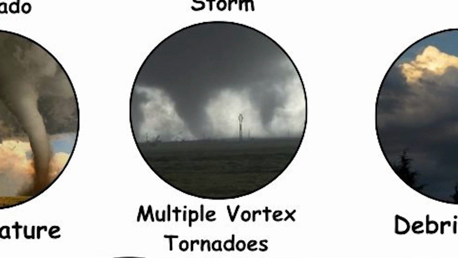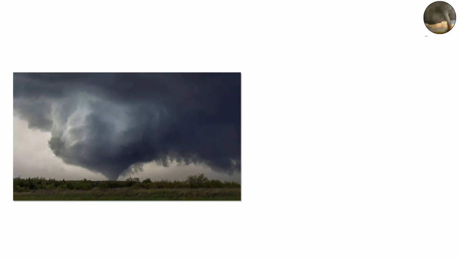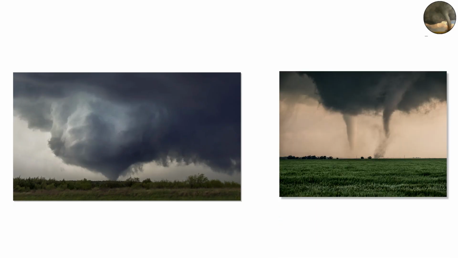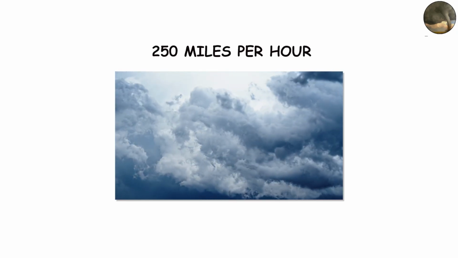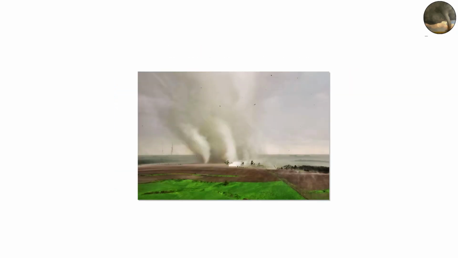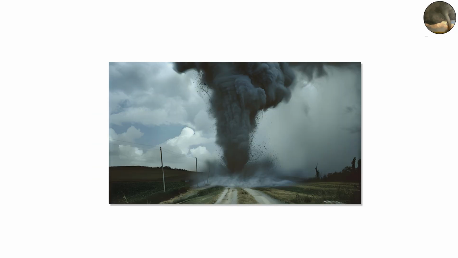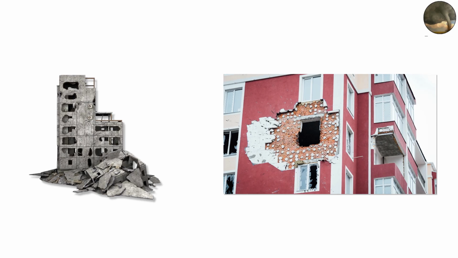Part 7. Multiple vortex tornadoes. Some of the most destructive tornadoes contain not one, but several smaller vortices rotating around the main funnel. Each of these can have winds stronger than 250 miles per hour, intensifying the overall damage. These smaller vortices can appear and disappear within seconds, making the tornado's path of destruction highly unpredictable. That's why some buildings are obliterated while others right next door are only slightly damaged.